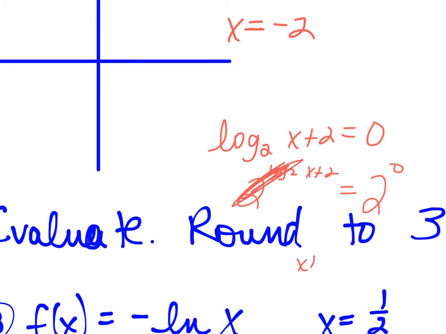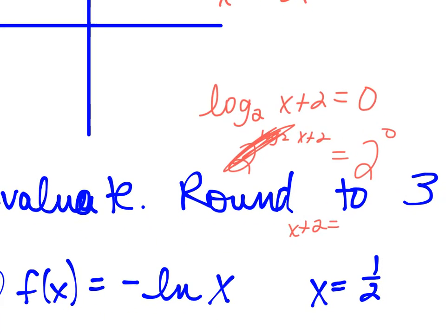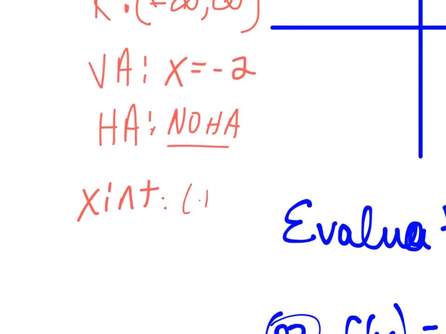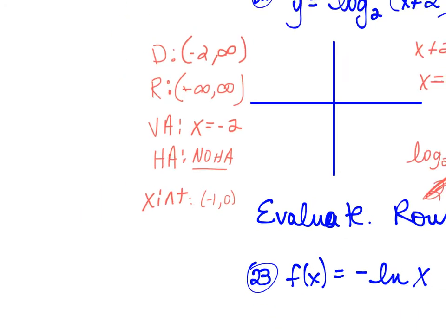So I end up with x plus 2 equals what? 1. And then what do I do to both sides? Subtract 2. So x equals -1. So I knew the answer. I know, but I need you to write it though. So I have an intercept at -1, 0, or x equals -1.